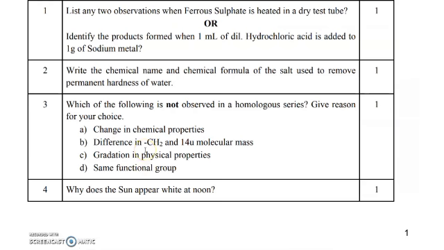Second question: identify the products formed when 1 ml of dilute HCl is added to 1 gram of sodium metal. So you have to identify the products and name them. If we add sodium metal to hydrochloric acid, what will happen? Sodium metal is very reactive in nature. If it is added to hydrochloric acid, what will be obtained? Hydrogen gas and chlorine gas will be obtained. That is the answer.